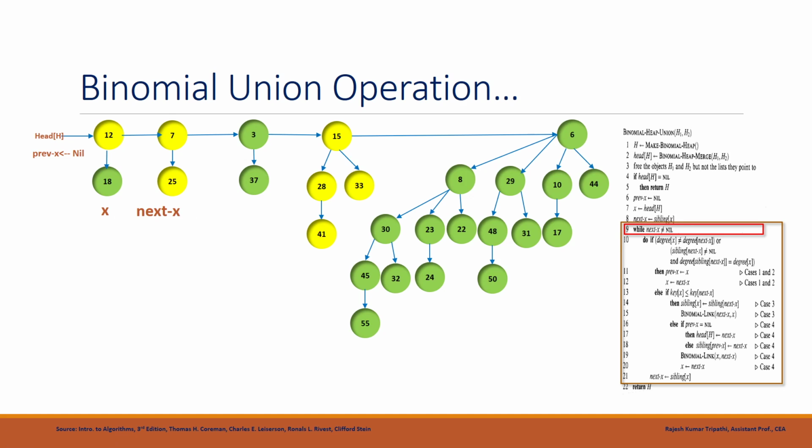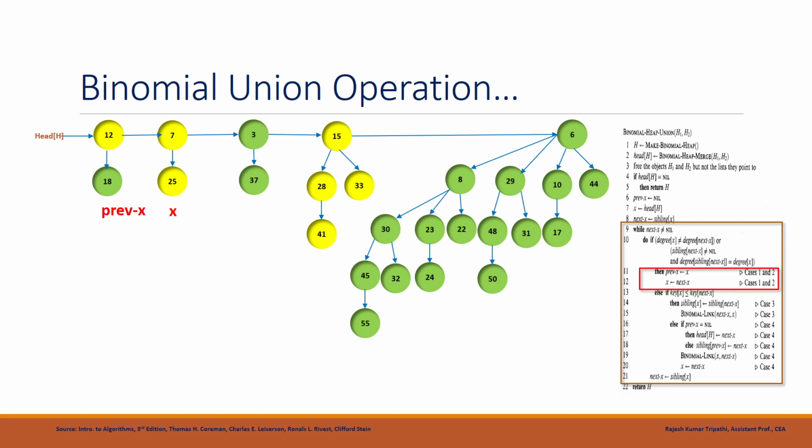So again we will go inside and check the degree of x and degree of next x not equal to, but both are equal. So it is false, and we will again go for the OR part. We will check the sibling of next x, means this one. Sibling of next x not equal to nil? Yes, it is not nil. It is pointing to this one, and the degree of this one is also equal to the degree of this one. So what we can do is move ahead.